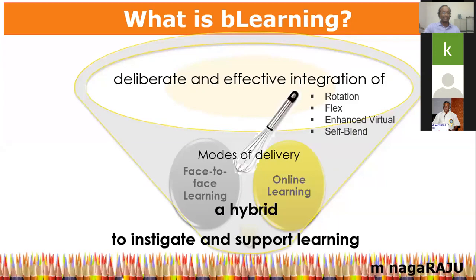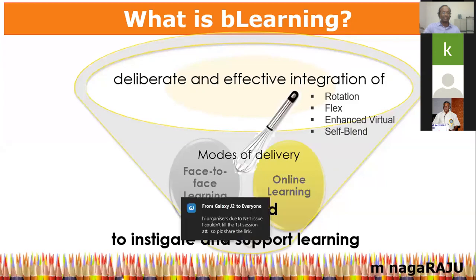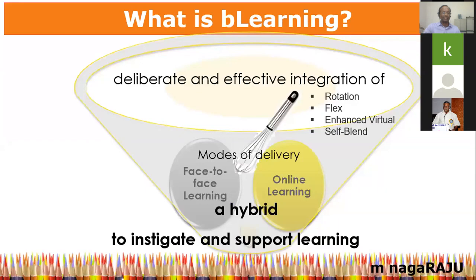So you can choose. The teacher can choose. The course designer can choose. The policy maker can choose. And even the student can choose what he wants. So when there are multiple modes of learning, and two or more are merged, combined, united, blended, hybridized, then it becomes B-learning. There are a few conditions there.